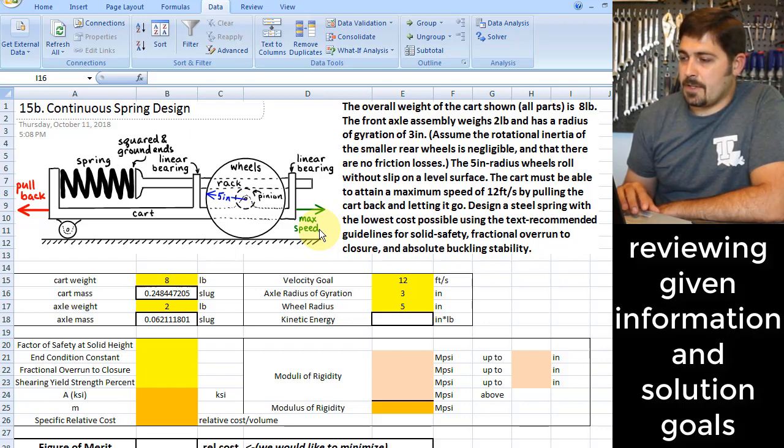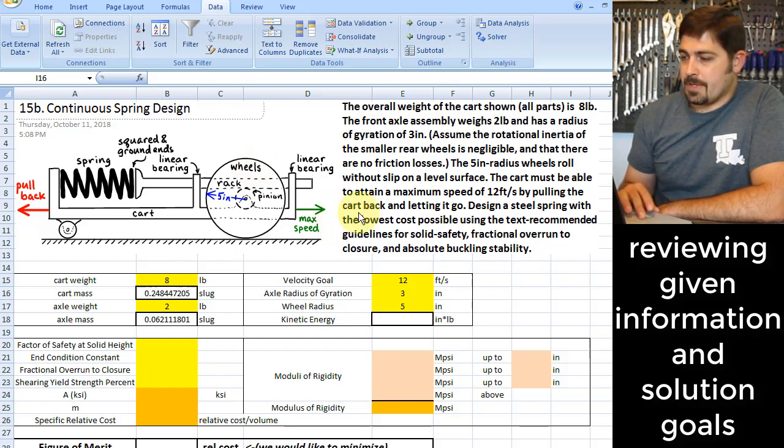It says here that the overall weight of the cart is 8 pounds. The front axle assembly weighs 2 pounds and has a radius of gyration of 3 inches. We'll get into why that's important here in just a second. We're also going to assume rotational inertia for this back wheel is negligible and that there aren't any friction losses. The wheels here have 5-inch radius, and they're going to roll without slip.